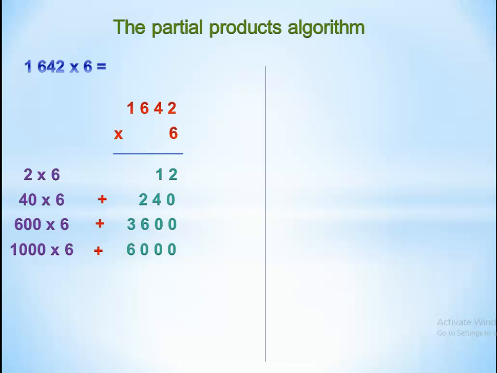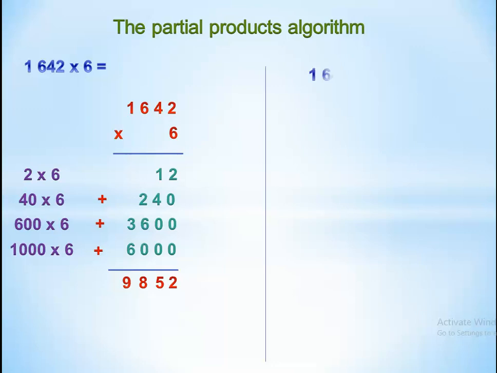We must be organized. Ones under ones, tens under tens, hundreds under hundreds, thousands under thousands. 2 plus 0 plus 0 plus 0 equals 2. 1 plus 4 equals 5. 2 plus 6 equals 8. 3 plus 6 equals 9.